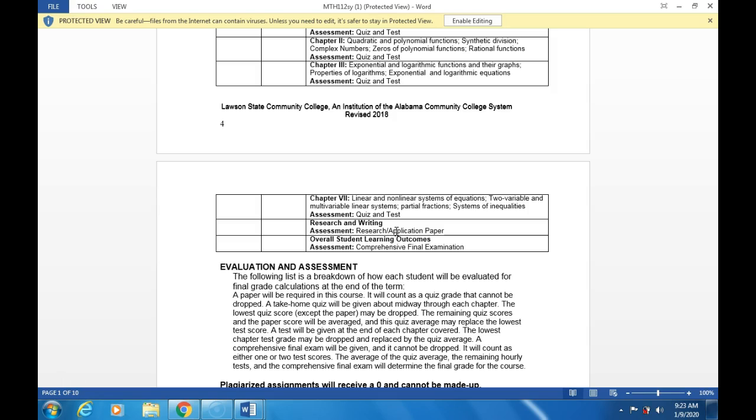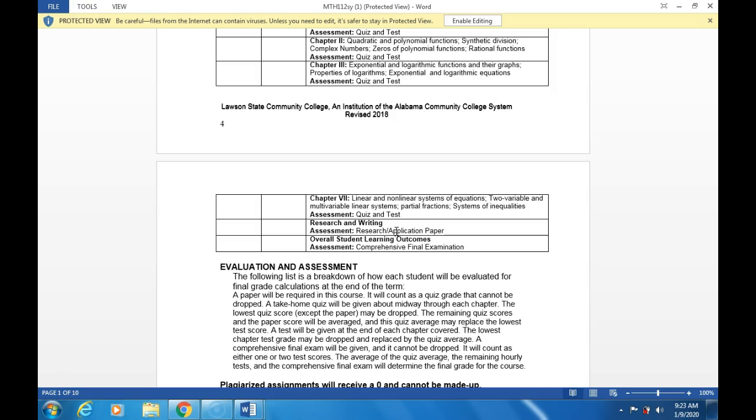A take-home quiz will be given about midway through each chapter, like I described before, and I will drop your lowest quiz score, other than the research paper, if it helps your quiz average. Now, if you have a 0 on the paper, you're going to need every quiz score you can to bring that up. The lowest quiz score, except for the paper, may be dropped. That's why I put the may in there. I don't want to say I will drop it, because if it hurts you, I'm not going to drop it. If it helps you, I will drop it.